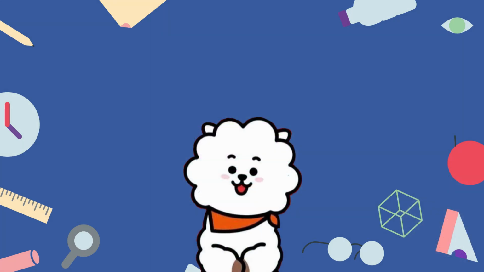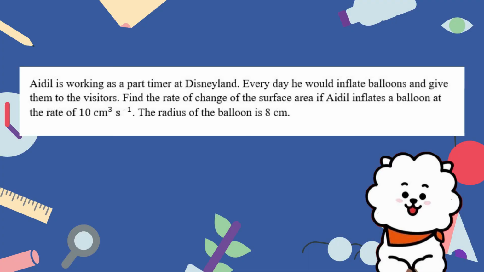Now that you know what related rates is, let me show you an example of how to calculate a related rate question. In this question, it says that Aidil is working as a part-timer at Disneyland. Every day he would inflate balloons and give them to the visitors. Find the rate of change of the surface area if Aidil inflates a balloon at the rate of 10 centimeters cubed per second. The radius of the balloon is 8 centimeters.